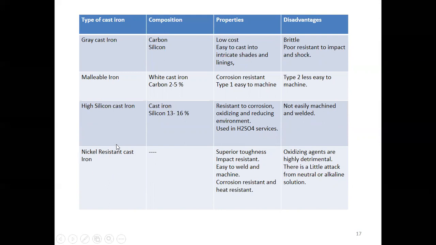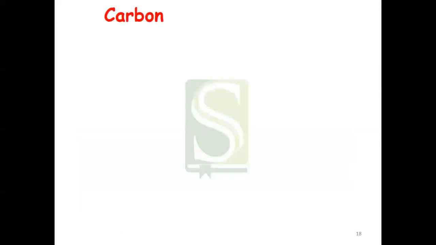The next type is nickel resistant cast iron. The composition is not clearly known, but it contains nickel. Its properties are superior toughness, it is impact resistant, it is easy to weld and machine, it is corrosion resistant and heat resistant. The disadvantage is oxidizing agents are highly detrimental. There is a little attack from neutral or alkaline solutions as well.